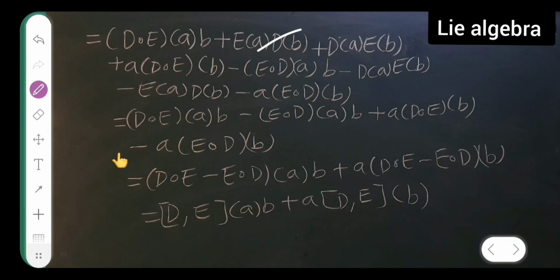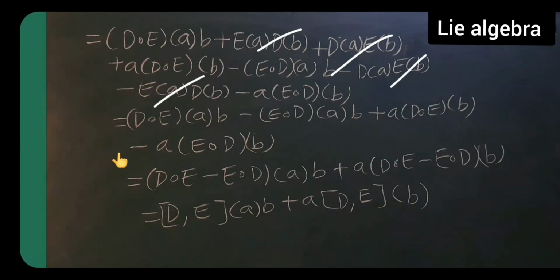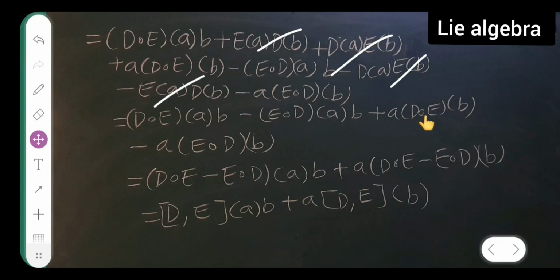E of A. So again that term will be minus E of A into D of B. This term will get cancelled. Then D of A, E of B along with this, minus D of A into E of B. Once this is done, whatever terms are remaining, you all write it down. Like D composite E, then write this as it is minus this, you all write down. Then plus this minus this term.